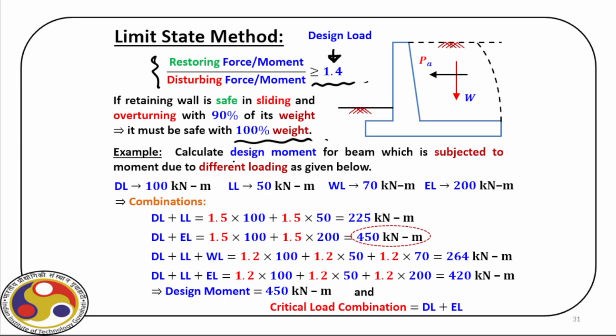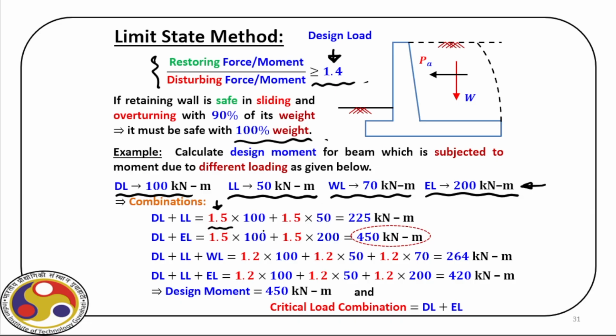Now, let us consider the design moment for a beam which is subjected to moment due to different loading. What are the different loadings given here? We have dead load, live load, wind load, and earthquake load. For each load, we have evaluated the design moment, and that is given here. Now, we make a combination. Obviously, the first one is dead load plus live load, and we have the appropriate factors.